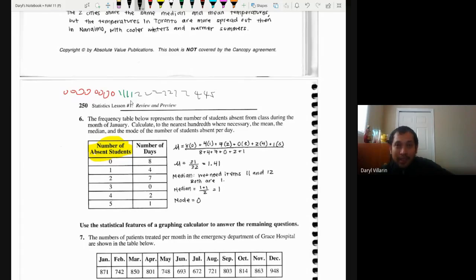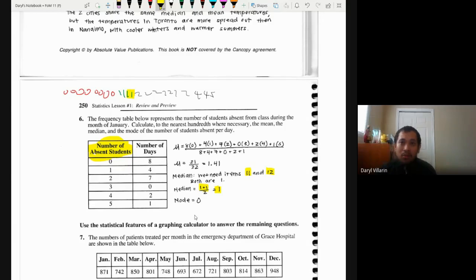So this is even. Therefore, the median comes from items 11 and 12. If you count that, 1, 2, 3, 4, 5, 6, 7, 8, 9, 10, 11, and 12. The 11th item and the 12th item are both 1. That's why you get that there. Divide it by 2, you get 1.